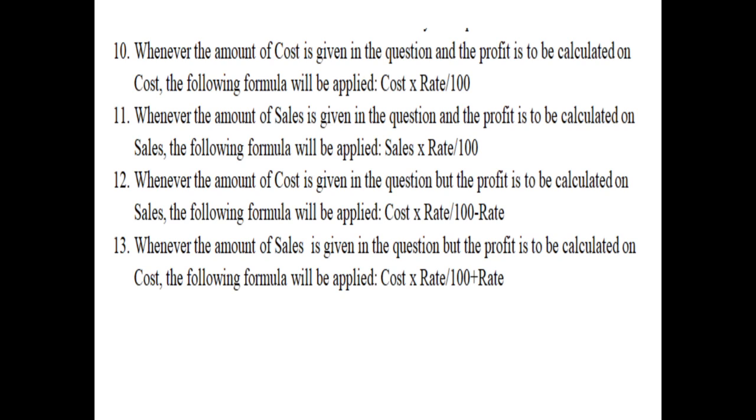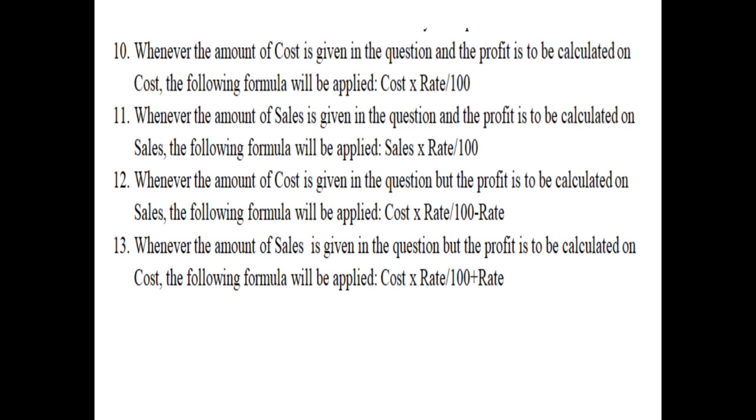For example, if the cost is 20,000 and the rate of profit on sales is given as 20%, then you will apply the formula 20,000, that is cost, into rate, that is 20, upon 100 minus rate. 100 minus 20 means 80. Then your formula would look like 20,000 into 20 upon 80.